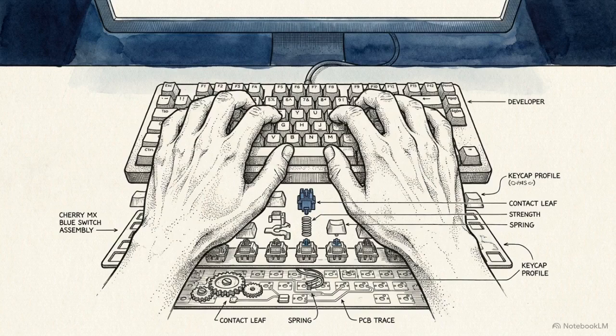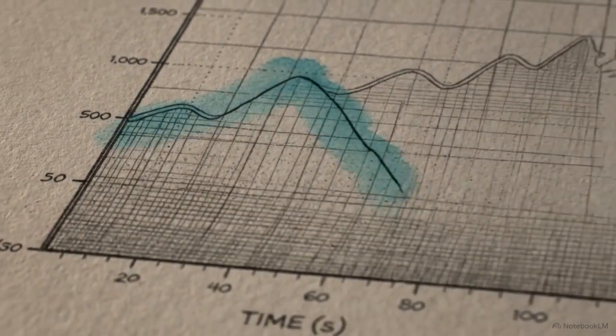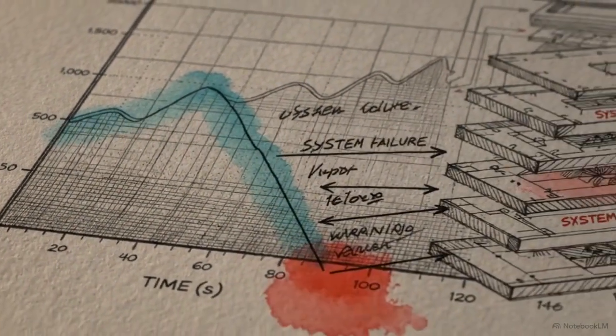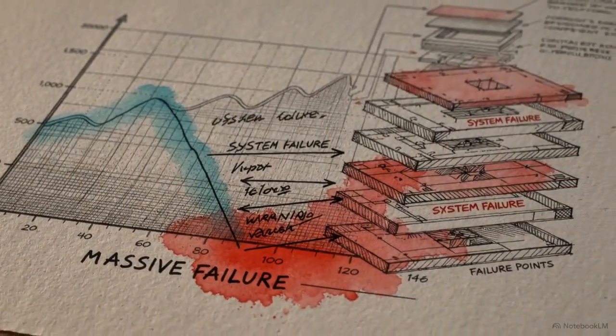It is 3 in the morning. You ship a minor release for a Go webhook service. The metrics look fine for a minute. Then the graph plunges. For 40 seconds, the cluster silently drops 2% of all incoming traffic.